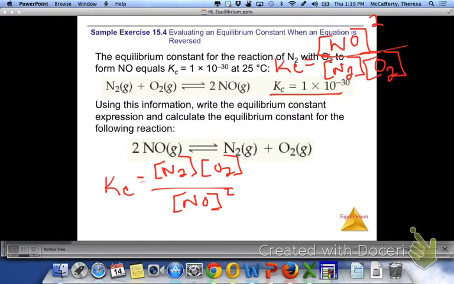So this would be 1 over 1 times 10 to the negative 30th, which is 1 over 1 times 10 to the 30th. Wait, no, it's not. Wouldn't it be 1 times 10 to the 30th? That's really messy, isn't it?